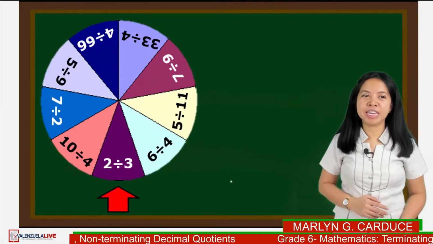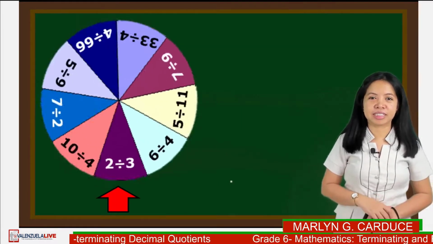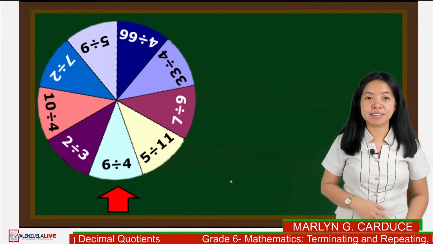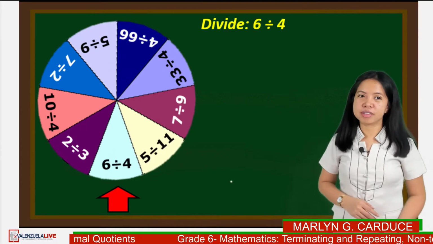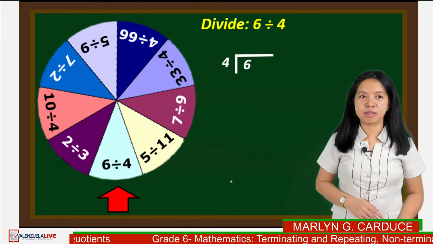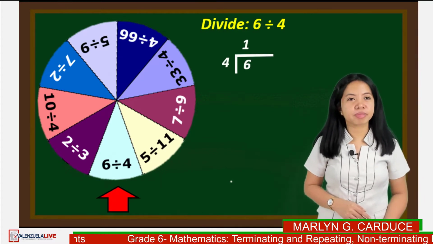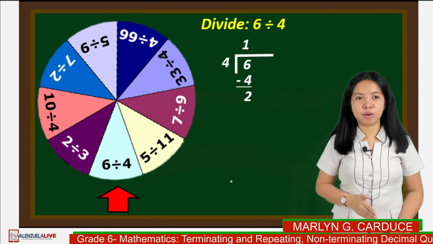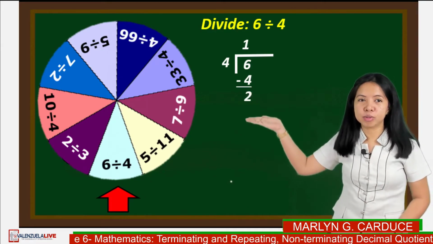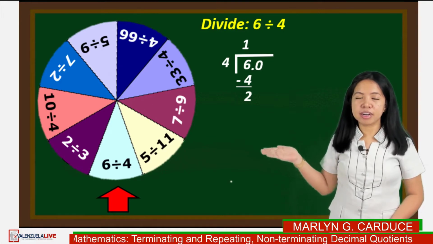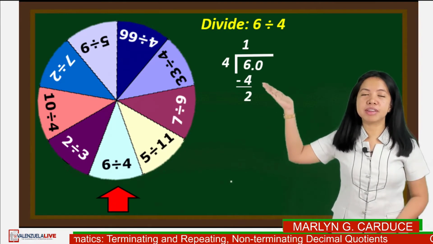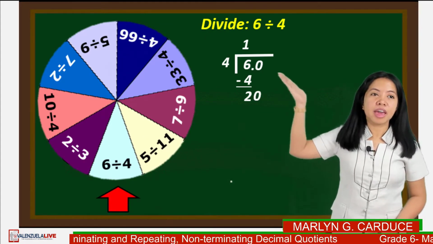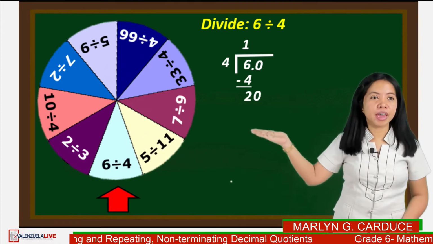Okay, let's start. So here's our spin wheel. And let's spin the wheel. Okay, so our first division problem is 6 divided by 4. So let's divide 6 by 4. 6 divided by 4 is 1. And then 1 times 4 is 4. And then 6 minus 4 is 2. And then let's write a decimal point after 6.